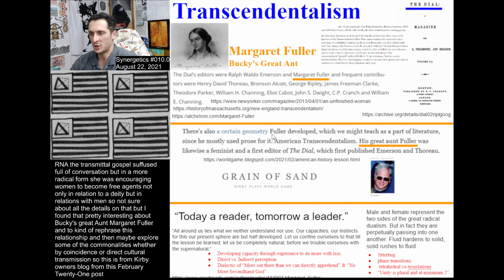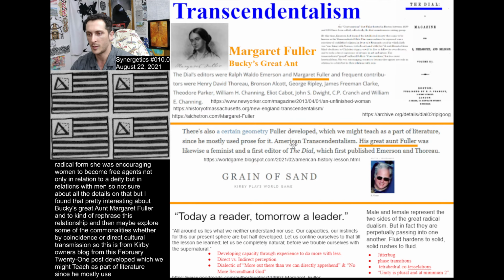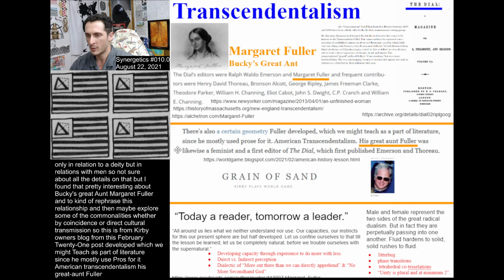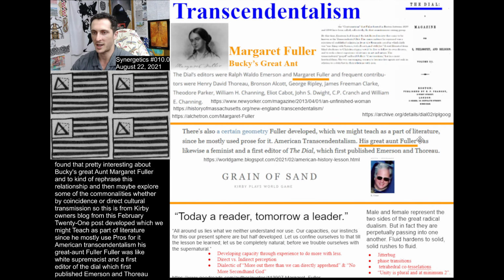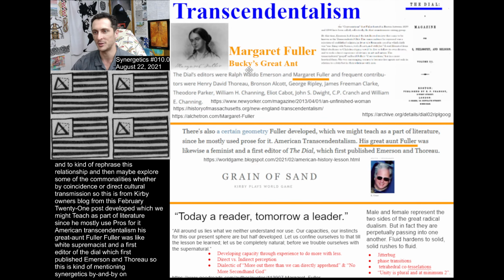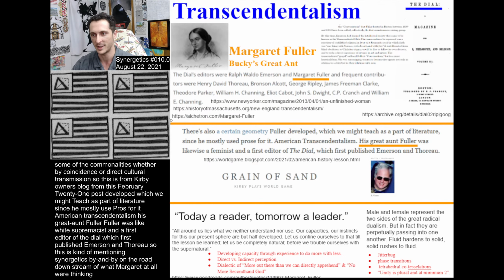There's also a certain geometry Fuller developed, which we might teach as part of literature, since he mostly used prose for it. American Transcendentalism. His great aunt Fuller, Margaret Fuller, was likewise a feminist and a first editor of The Dial, which first published Emerson and Thoreau. So this is kind of mentioning synergetics as downstream of what Margaret et al. were thinking at this period in time.